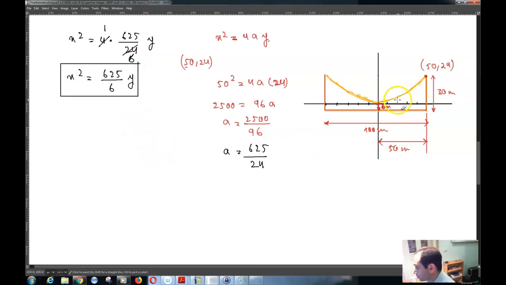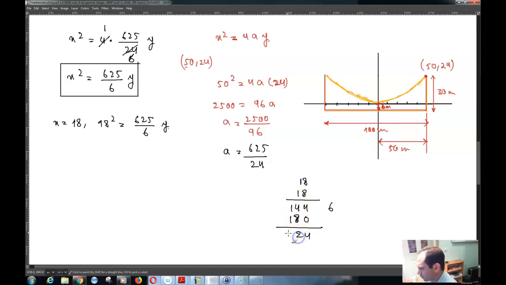Now what you want to do is go 18 meters away from the center. That means that your x is equal to 18. So 18 squared is equal to 625 divided by 6 times y. 18 squared is 18 times 18, which is 324. So 324 is equal to 625 over 6 times y.